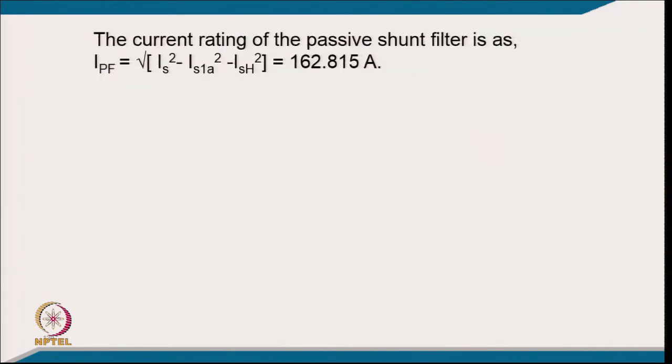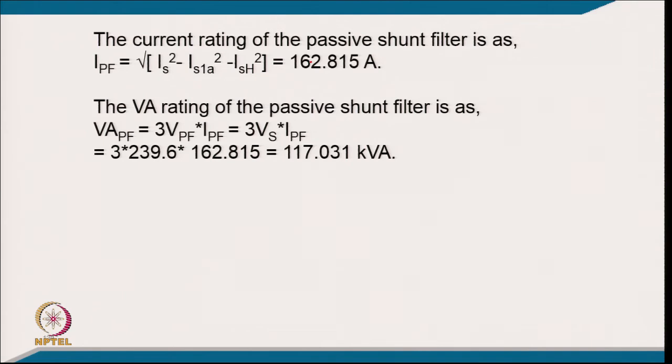and your current rating of the passive filter is from this relation: ISH square minus the fundamental active current minus the current which is flowing into the source, typically into the shunt. So, that comes 162.815 ampere, and the voltage rating of the passive shunt filter will be typically 3 into the voltage across the passive filter, then the current of the passive filter. So, it comes 117.031 kVA.